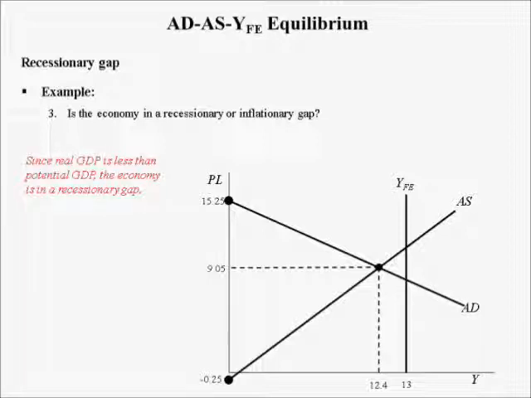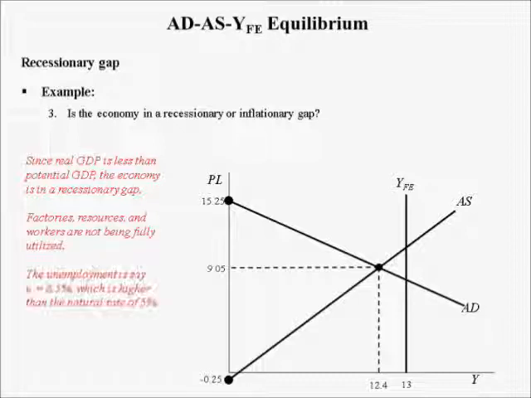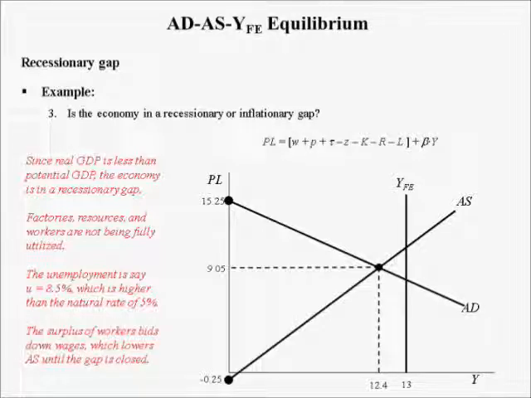Factories, resources, and workers are not being fully utilized. So the unemployment rate is, say, high like it is right now at 8.5, which is higher than the natural rate of unemployment at 5 or 6. So the surplus of workers bids down wages. If government doesn't intervene to close this gap, the surplus workers will bid down wages, which lowers aggregate supply until the gap is closed. Okay?